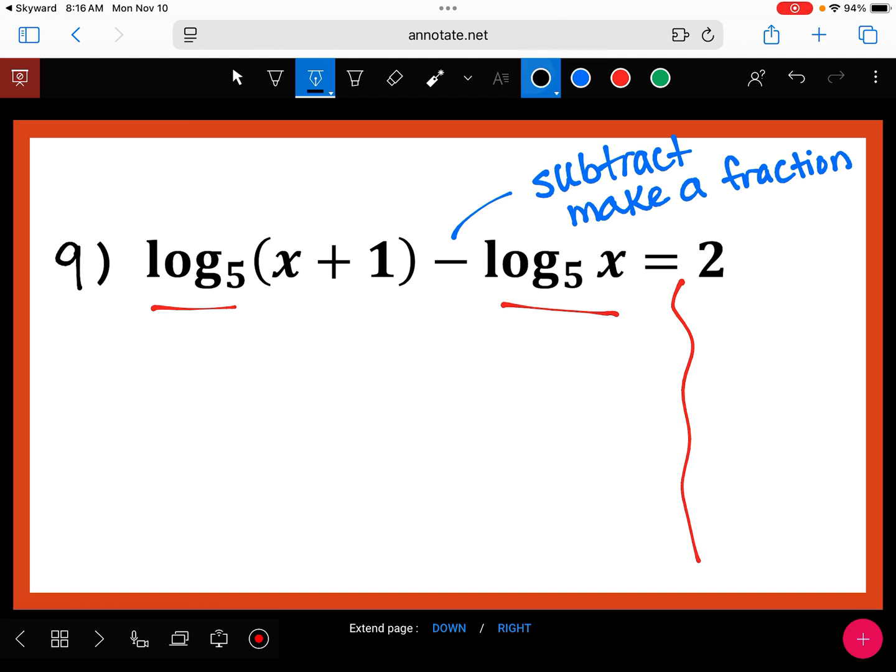So I have log little bitty 5 in the front. Go ahead and make your fraction. So this x plus 1 is going to go on top, and the x is going to go on the bottom. And it equals 2.